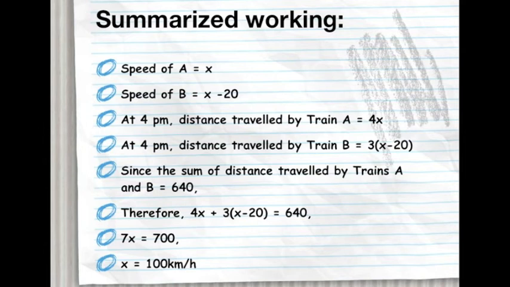So this is the summarized working. The speed of A equals x. The speed of train B equals x minus 20. At 4 p.m., distance traveled by train A equals 4x. At 4 p.m., distance traveled by train B equals 3 bracket x minus 20. Since the sum of distance traveled by trains A and B equals 640 kilometers, therefore 4x plus 3 bracket x minus 20 equals 640 kilometers. So 7x equals 700 and x equals 100 kilometers per hour.